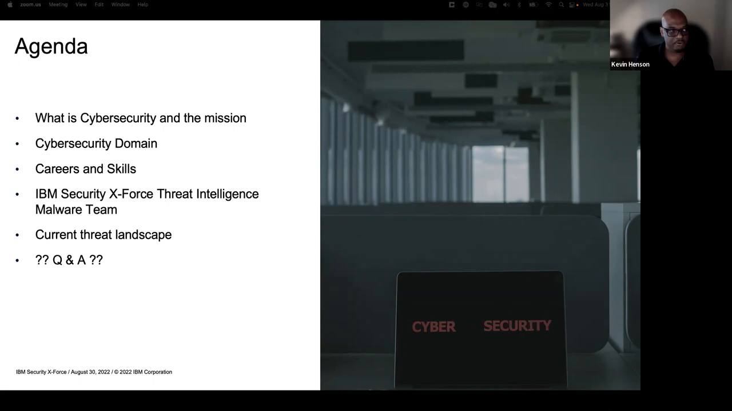During that part of the session, I'm going to talk about reverse engineering and the different roles on my team. Then I'm going to talk about the current threat landscape, like what threats companies are facing, such as ransomware and cyber criminals and all of that good stuff. Then I can end with a question and answer session. Any questions you have, just let me know and I'll see if I can answer them. I think there's a chat within Zoom, and maybe you can throw some questions in the chat as well.